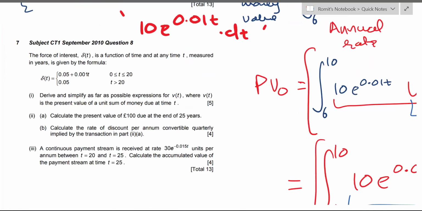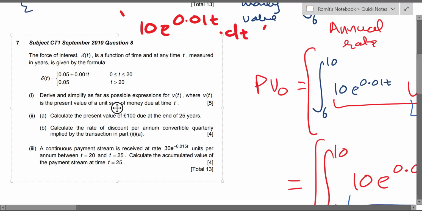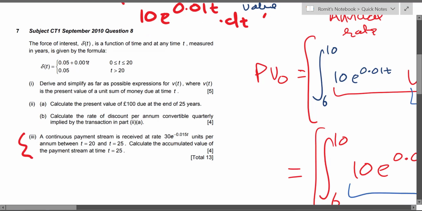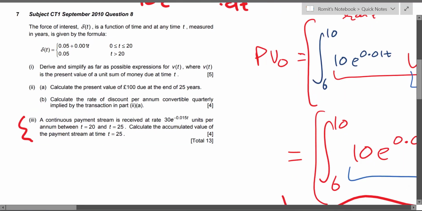Okay, now let me look at the next question, which is again very similar but is related to accumulation, okay. Now, the force of interest is given. Let us look at the third part. A continuous payment stream received at the rate of 30 e to the power of minus 0.015 t units per annum between time 20 to 25, calculate the accumulated value of the payment stream at time 25.